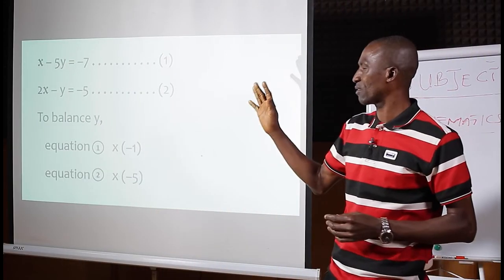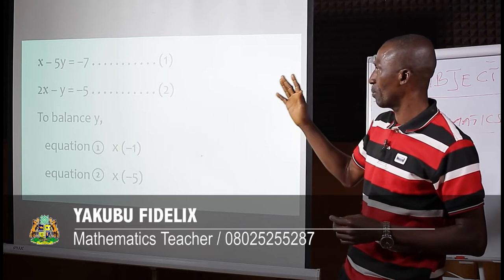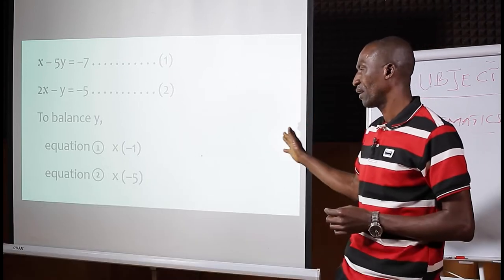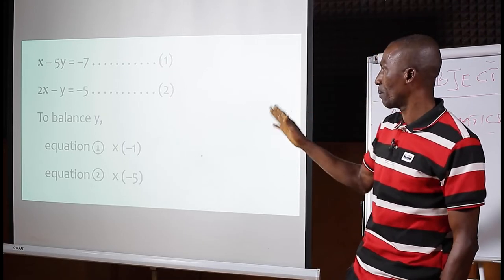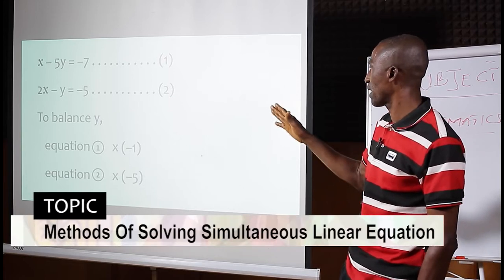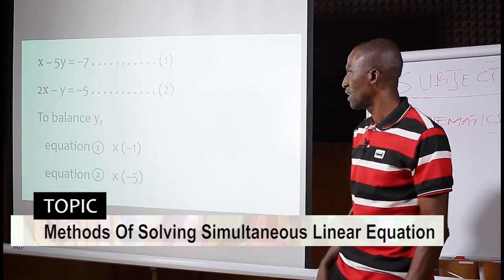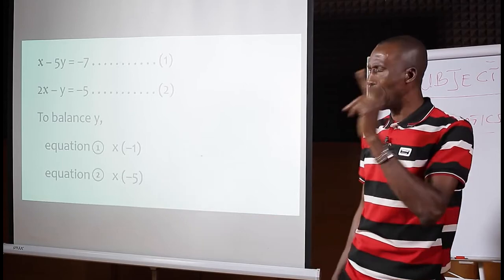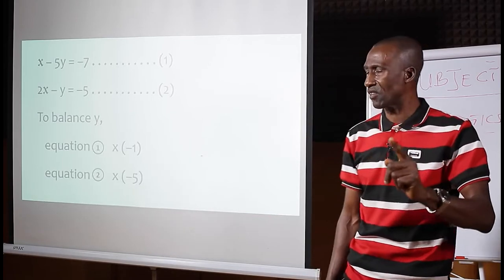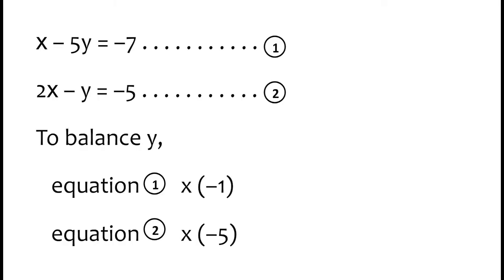So, x minus 5y equals minus 7, equation 1. And 2x minus y equals minus 5, equation 2. Then recall, make sure the equations are balanced. By looking at this, the coefficient of x in equation 1 is 1, and the coefficient of x in equation 2 is 2. They are not the same, so that shows x is not balanced.